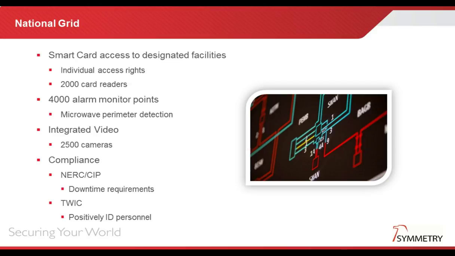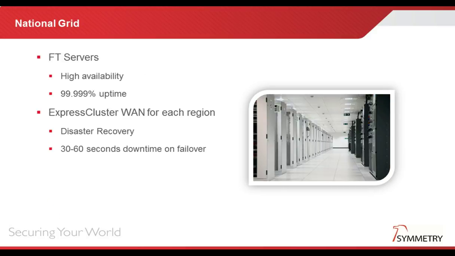So obviously there's a lot of compliance requirements that National Grid has to maintain that system uptime. And in order to do that, National Grid has deployed 6 NEC FT servers that are highly available on their own. They provide 5 nines uptime in their primary data center. However, if that data center were to go offline, those FT servers are real-time synced to a disaster recovery site using NEC ExpressCluster WAN, and that provides a full failover with data replication within about 30 to 60 seconds from the offline state.